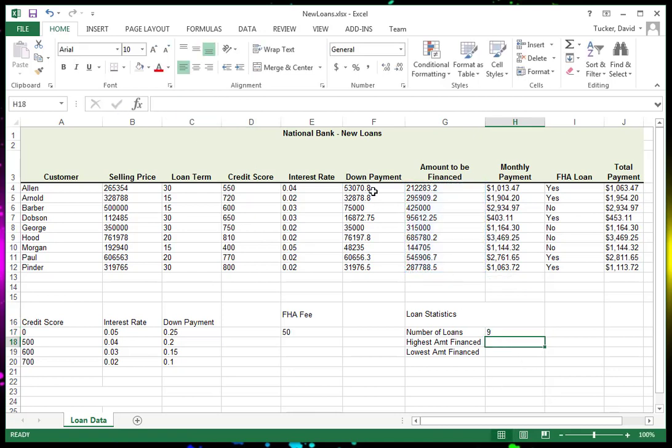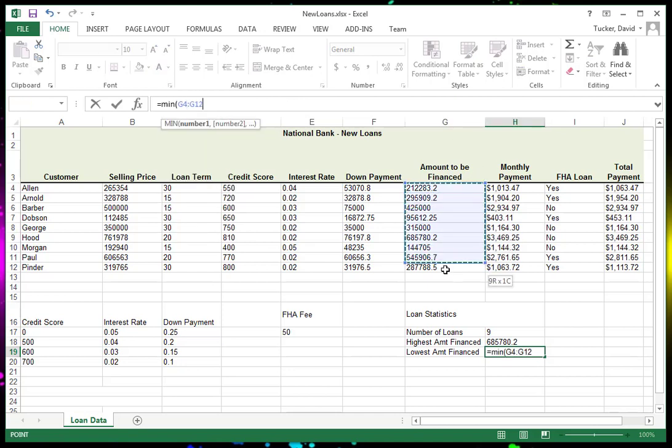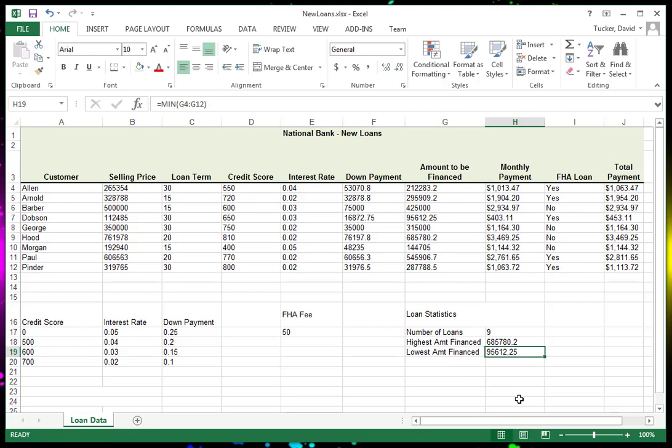The highest amount financed. I think I had more. The lowest. I think I'm missing some here, but you get the idea of it. You want to call a function the minimum function. Again, imagine, these are all small, but imagine that they're tens of thousands of records. So, all right, let's do some formatting.